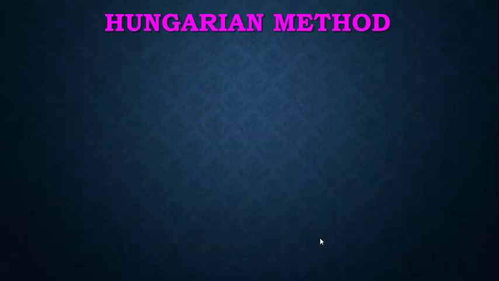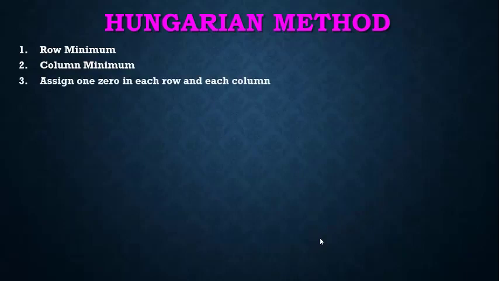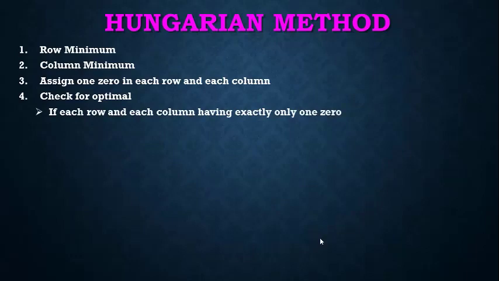So this assignment model is going to be solved with the Hungarian method. We are going to discuss the step-by-step procedure. The first step is to note down the row minimum values. The second step is column minimum. The next step is to assign one zero in each row and each column. The next step is to check for optimality. In optimality, we are going to verify the steps one by one. We are going to discuss this in the problem.